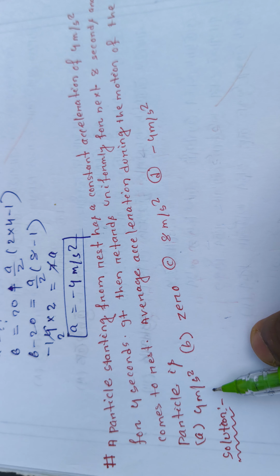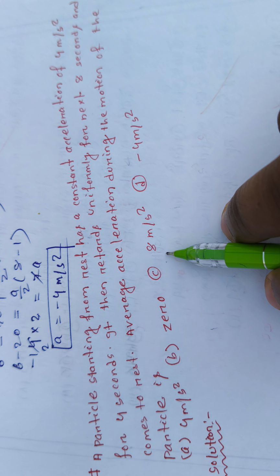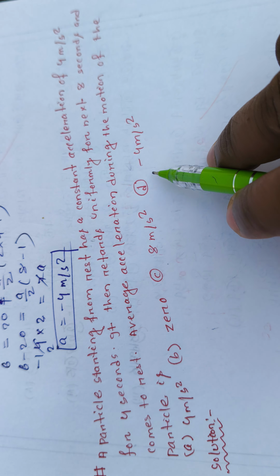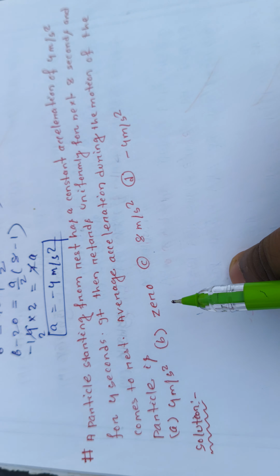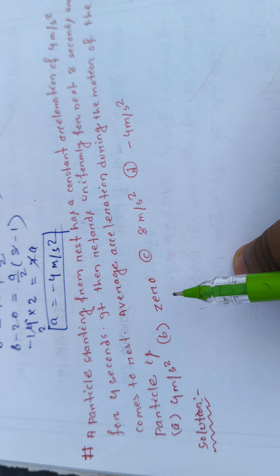Option A is 4 meter per second square, option B is 0, option C is 8 meter per second square, option D is minus 4 meter per second square. So which one of these is the correct option, we have to calculate.